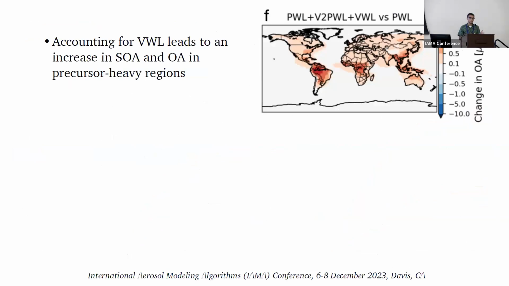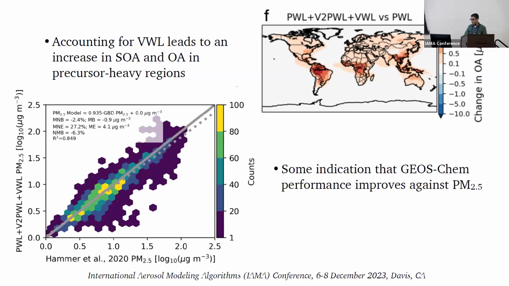And then we can run the GEOS-Chem model with these updated parameters. And we see that the organic aerosol concentration increases, with the largest increases in source regions. And we see slight improvements in the ability of the model to predict PM 2.5 mass concentrations that were derived from a combination of CTM and satellite data.